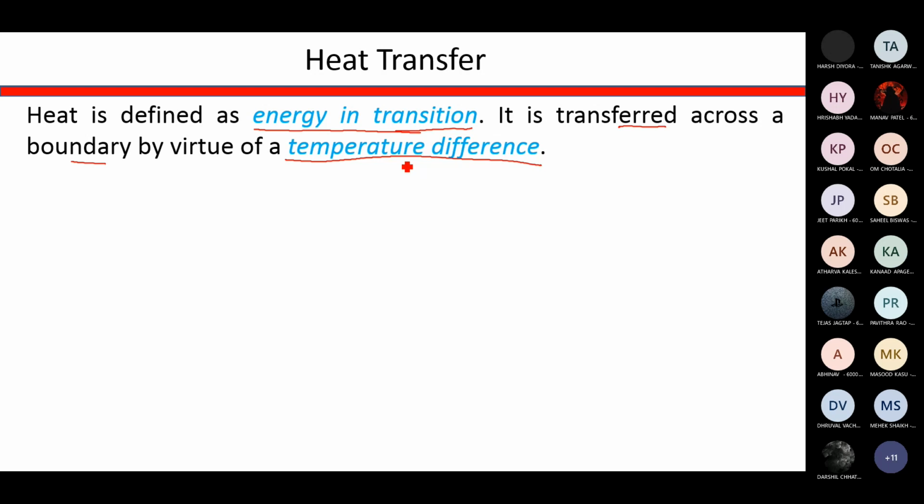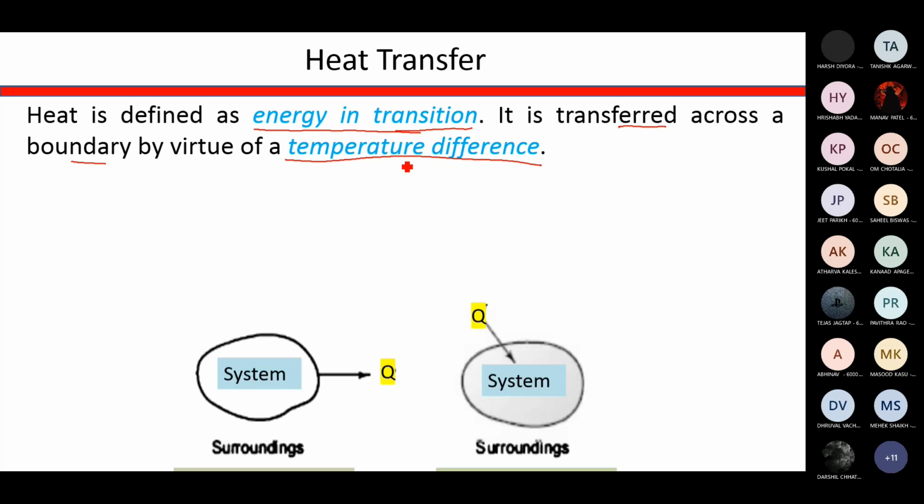Energy in transition, and it is transferred across the boundary, and while it is transferred across the boundary, what is the driving potential for heat transfer to take place? It is the temperature difference. So heat is a form of energy in transition, and the heat transfer occurs across the boundary because of the temperature difference. Clear? So this is the definition of heat.